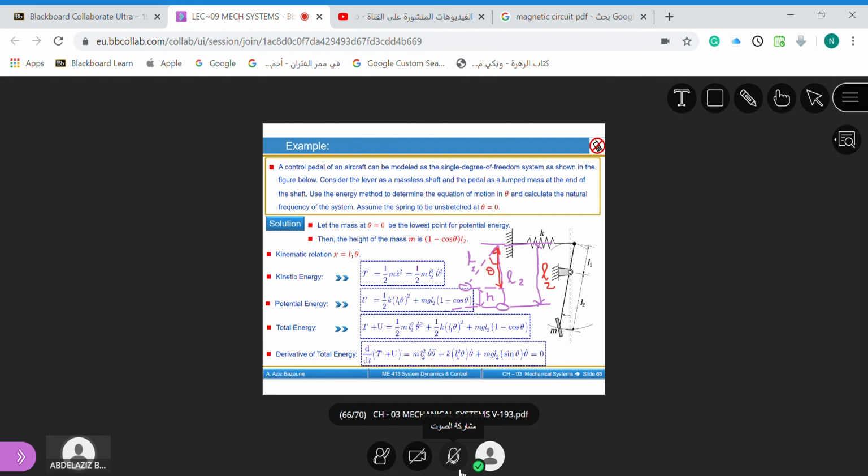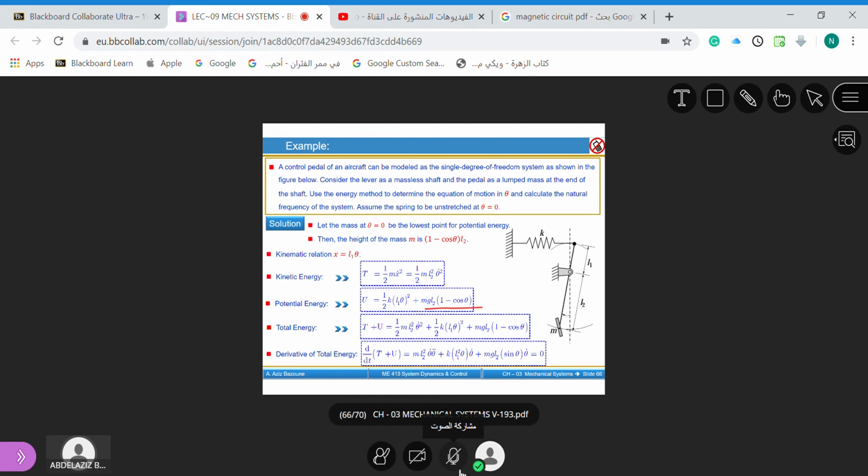This is theta. If this is L2 and this is theta, then this length, the red one, will be L2 cosine theta. That's why we write H equals L2 minus L2 cosine theta. And this will be the potential energy due to the gravity, or due to the mass. So we have one potential energy due to the spring and the other potential energy due to the gravity.